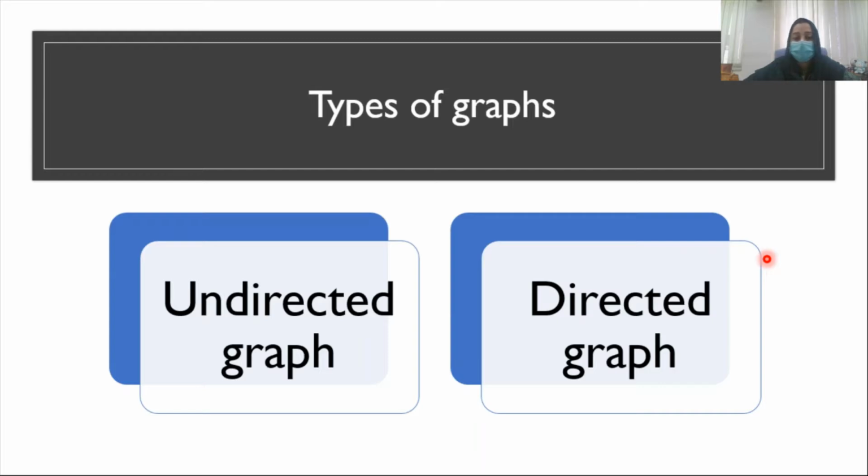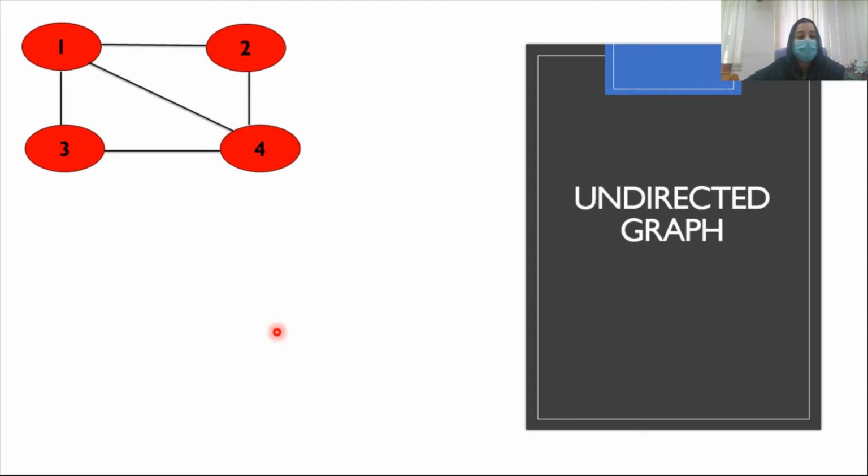Types of graphs. There are two types of graphs. The one is directed graphs and the second one is undirected graphs. We will look into both of them one by one. So let's see the undirected graph first. This is an undirected graph. The edges have no direction. They are simple lines connecting two nodes with each other. So this one is connected with the two.